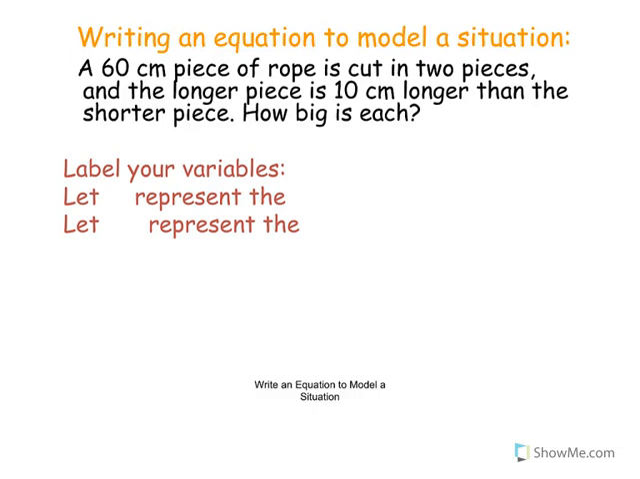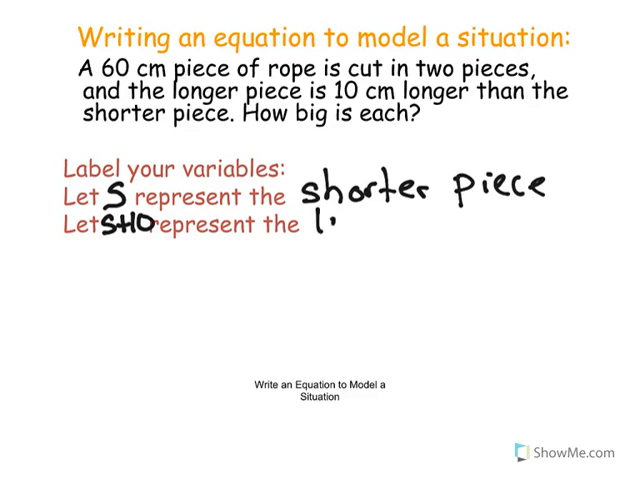Okay, here's another one. We can use 2 variables, which again, we'll do a little bit later on in the year, or 1 variable. A 60 centimeter piece of rope is cut in 2 pieces. The longer one is 10 centimeters longer than the shorter. So I'm going to let S represent the shorter piece. And if it says the longer is 10 centimeters longer than the shorter, then the longer one is going to be s plus 10.